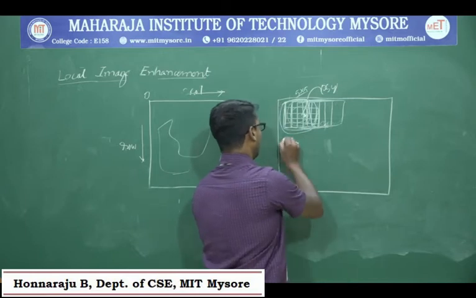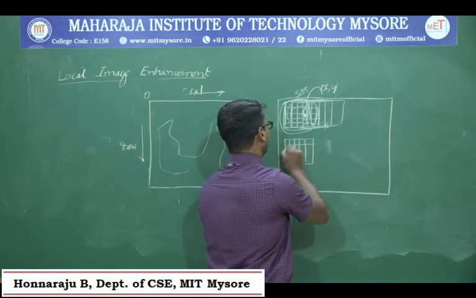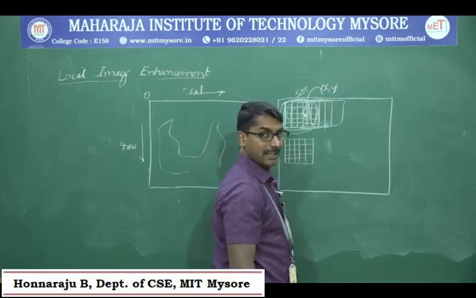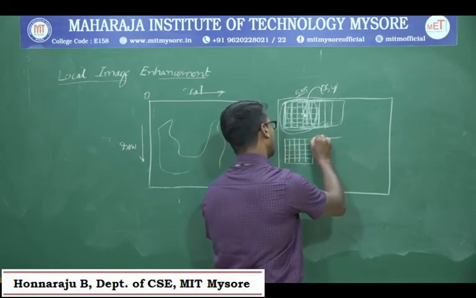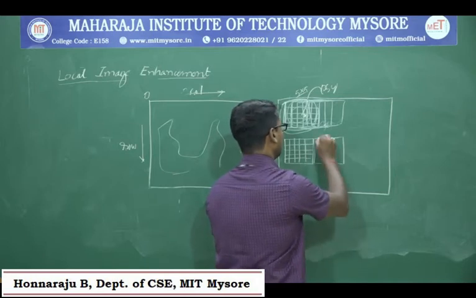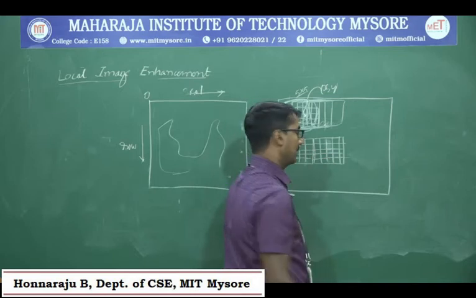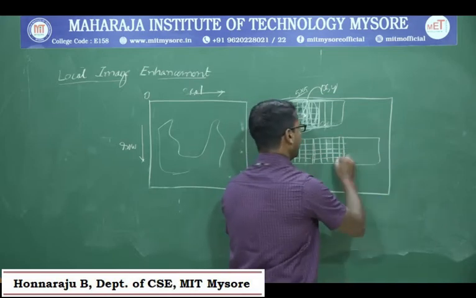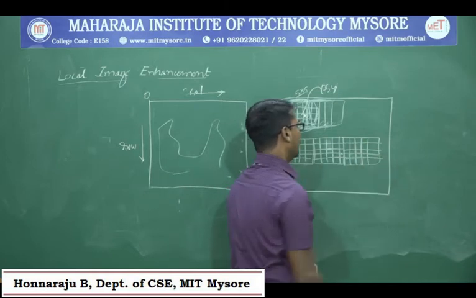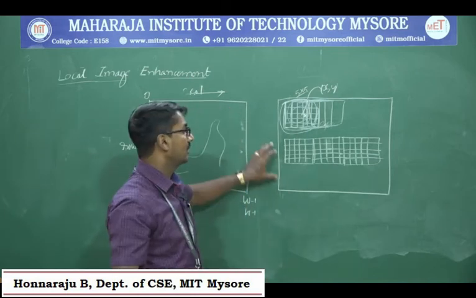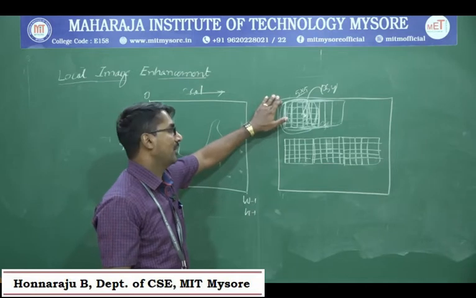In the non-overlapping window, first the 5 cross 5 region will be enhanced. After enhancing this region, the window is moved to the next 5 locations. Okay, this is the non-overlapping window. Here we can reduce the time complexity. But here, this is more efficient, but time consumption is more.